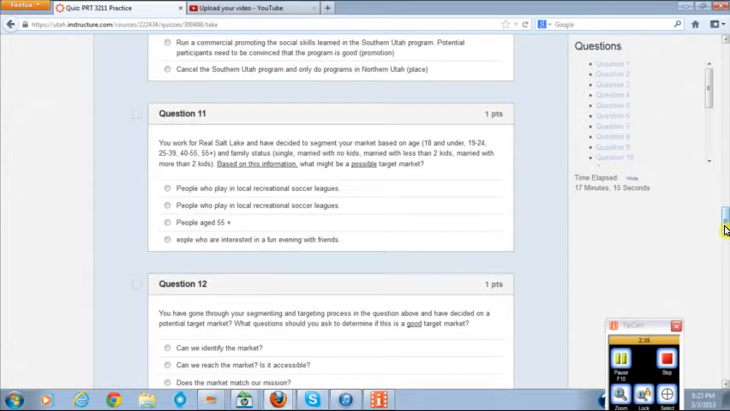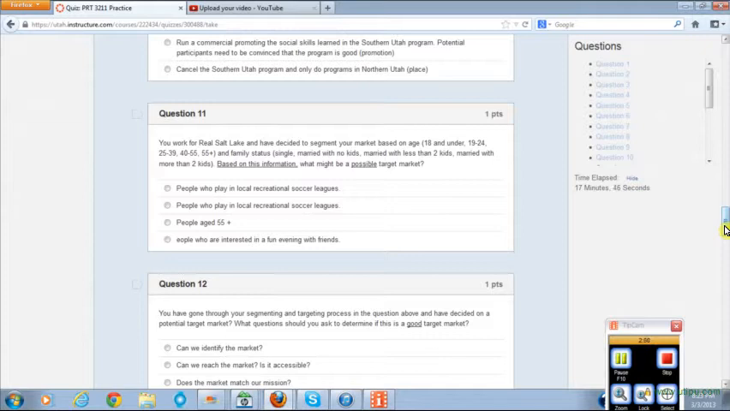People who play in local recreational soccer leagues. That may be a good target market. However, we didn't segment on that. So the key here is your segmentation has to match your targeting. And here again, sorry, I need to go back and edit this. People who play in local recreational soccer leagues, still not a choice here.